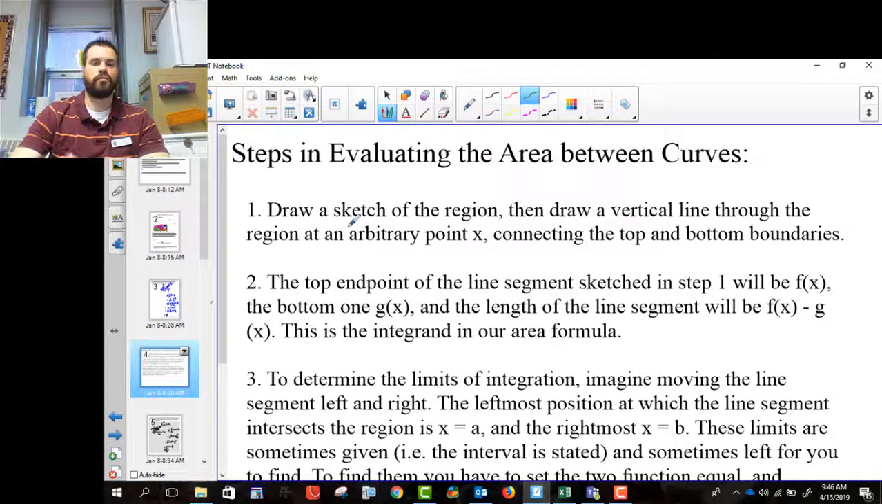So how do we evaluate this? The first thing we have to do when we're given these two functions is to draw a picture of what's happening. Then I suggest you draw a vertical line through the region to figure out what the top and the bottom boundaries are. You don't need to do that, though. You can just look at the functions, and if you can visually see that f of x is the top one, and the bottom one is g of x, then f of x minus g of x becomes our integrand.